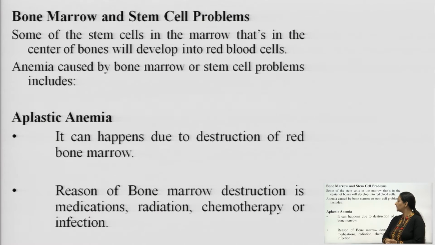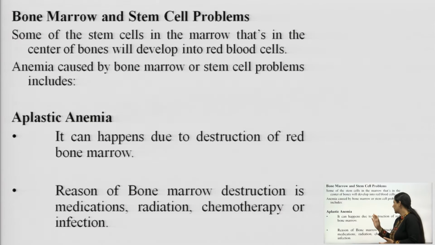First of all, we will discuss bone marrow and stem cell problem. We know that red bone marrow is a site where the blood corpuscles are synthesized, where erythropoiesis, that is production of red blood cells, occurs through the stem cell. So if there is a problem in your bone marrow, then the proper amount of RBC will not be formed, and a decreased number of RBC will be produced, and this condition is called aplastic anemia.